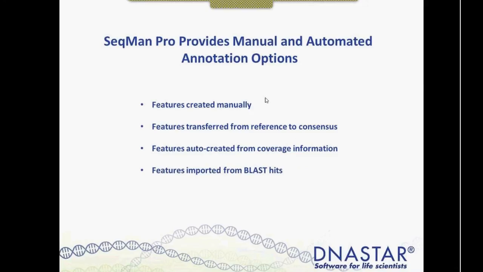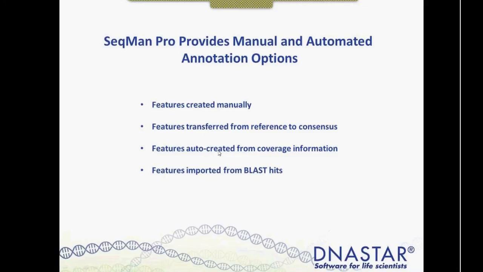And so annotations can be created in SeqMan Pro 4 different ways, maybe even 5, but I think we'll talk about 4. One is manually creating features, so we can add a feature manually. Another way is to transfer features from a reference sequence to a consensus. So a common example would be I use a reference genome to guide the assembly of my data. The reference genome is annotated. En masse, I can transfer those annotations over to the consensus for my new organism.